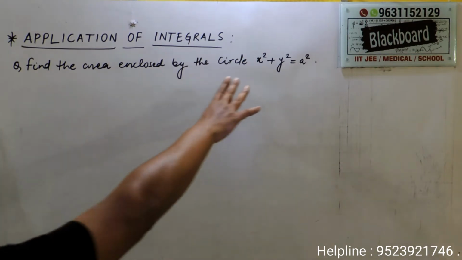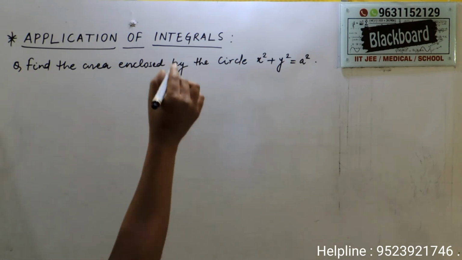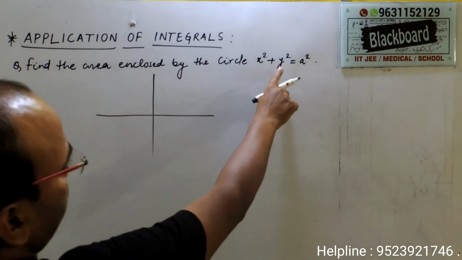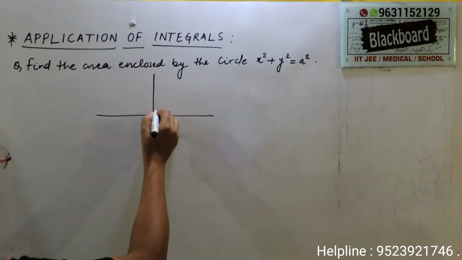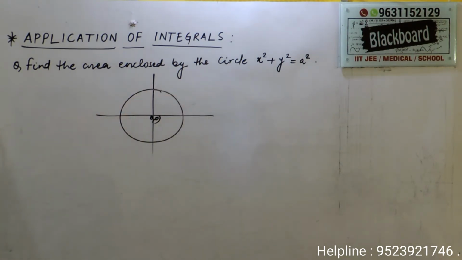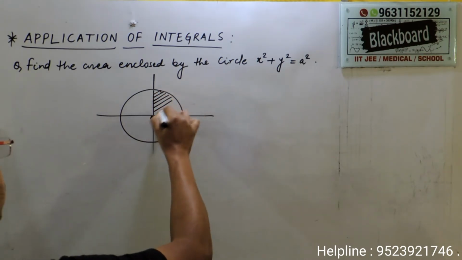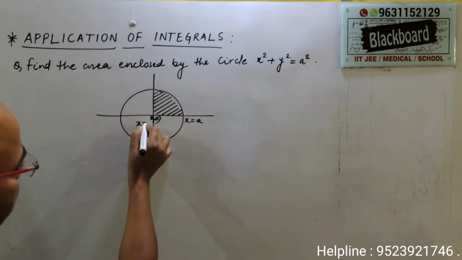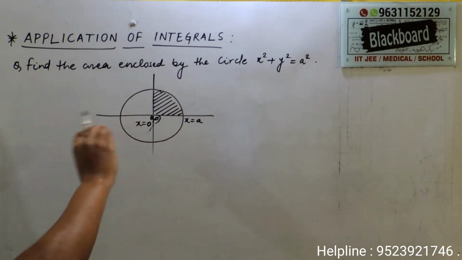Now find the area enclosed by circle x square plus y square is equals to a square. First step, plot the curve. This is coordinate axis. X square plus y square equals to a square represents circle having center 0, 0 and radius a unit. This is circle, and you have to find the area of this circle. Here let this part only. And here x coordinate is 0 and here x equals to a. That means x equals to 0 and x equals to a is your x limit.